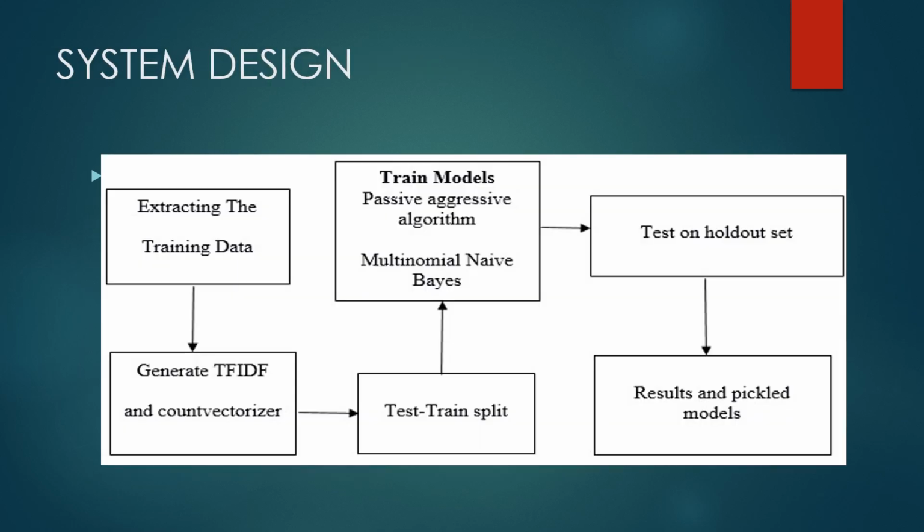And here is the system design. Firstly, we are extracting the training data. Then we use the TF-IDF module and a count vectorizer. Then we perform the train-test split, then the training models, where we use a passive aggressive algorithm and multinomial naive Bayes. Then we test on a holdout set, and then the results and pickled models are generated.